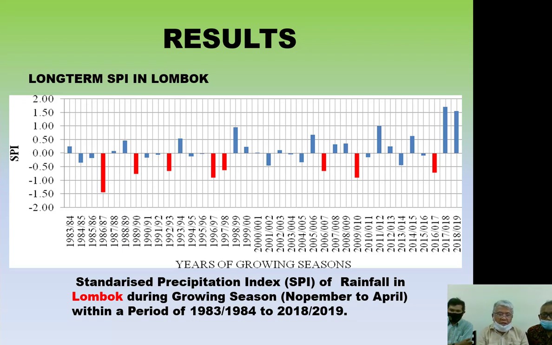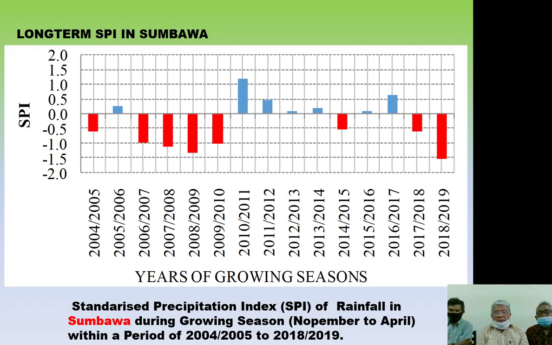The most severe event of drought occurred in 1986-1987. Similar thing happened to Sumbawa Island. This is even more severe, the drought in Sumbawa compared to drought in Lombok. In very few cases, wet condition occurred in Sumbawa according to the standardized precipitation index SPI data. And we observed in Sumbawa Island from 2004-2005 till 2018-19.